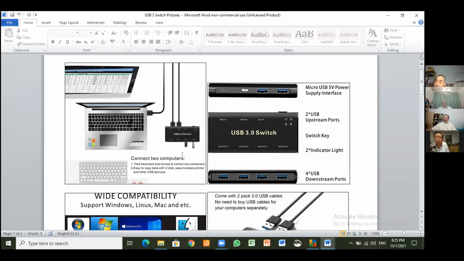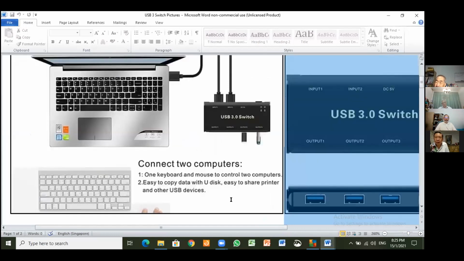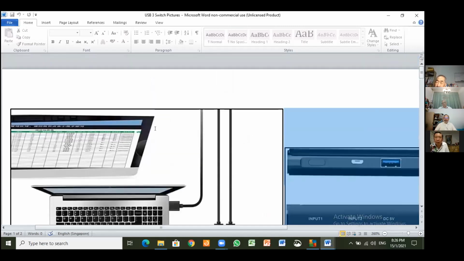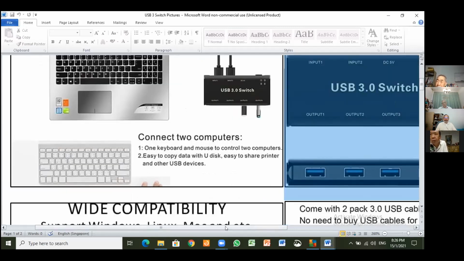Maybe this device, like for this one, this one maybe bigger. Maybe you have one keyboard, one mouse to control two computers. Then you may have a USB disk or anything that can be shared. One thing is that you don't have to plug and unplug from one monitor to another. This is the purpose of the USB switch. Okay, let's check.